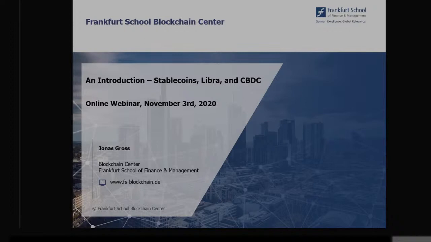Today it will be about stablecoins, Libra and CBDCs. So it will be basically an introduction about all these different forms of money, which have appeared in the last few years.